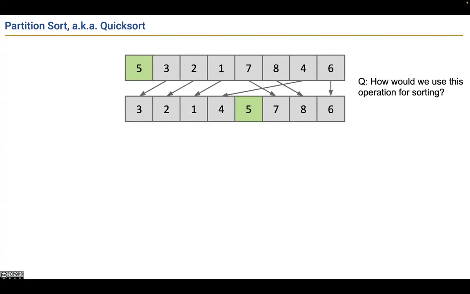But if you do that, you're kind of wasting some work, because if I look at this 5, it sort of acts like a wall, because think about all the things to the left of 5. 3, 2, 1, and 4. Could any of them cross over to the other side of 5? No, because they're all less than 5. And what about 7, 8, and 6? Could any of these cross over to the left of 5? No, because they're all greater than or equal to 5.